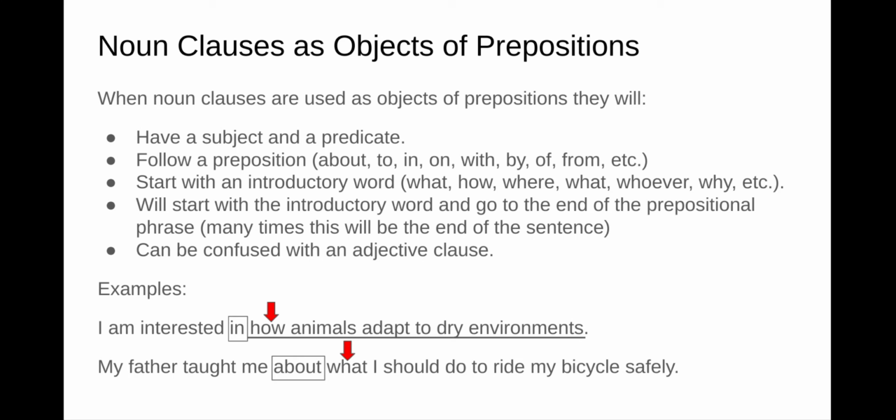So my subject is my father. What did he do? He taught me. So I've got my subject, I've got my predicate. So what I should do to ride my bicycle safely is going to be the noun clause that's acting as the object of the preposition about.